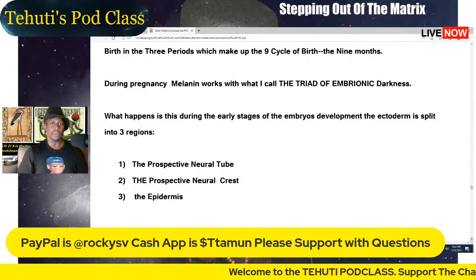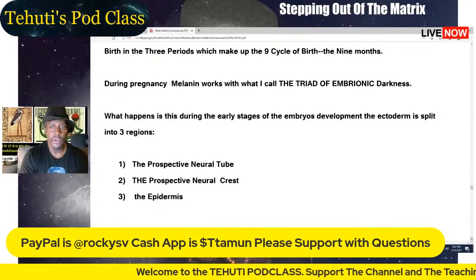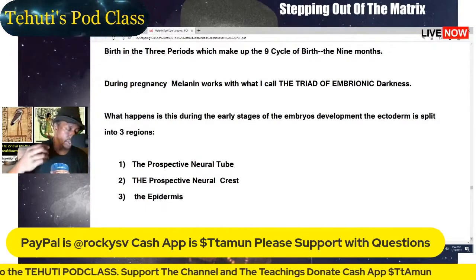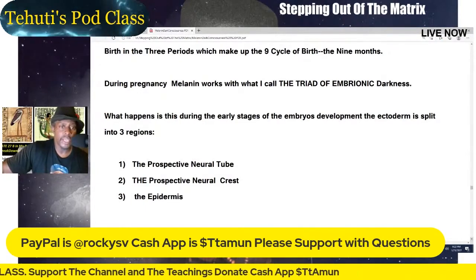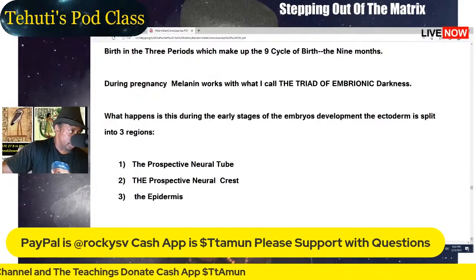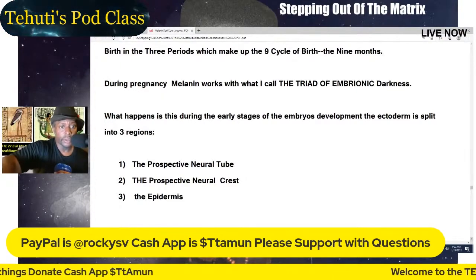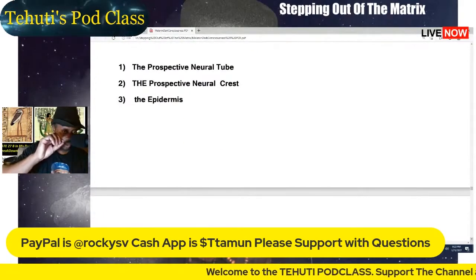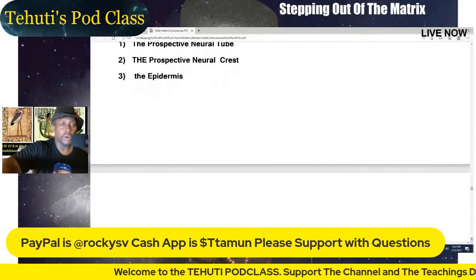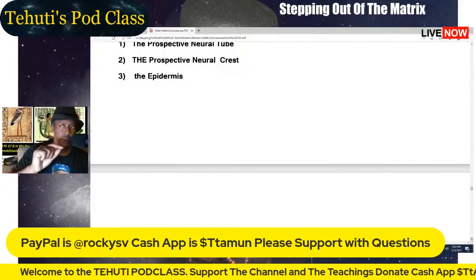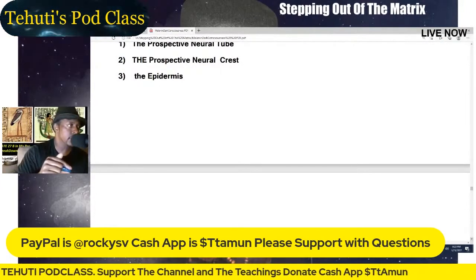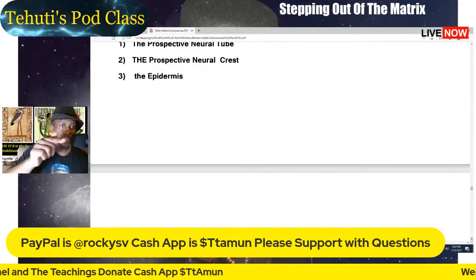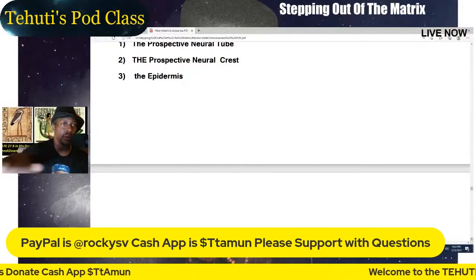And during the embryo's development, the ectoderm splits into 3 regions, and these 3 regions work with melanin to actually create the body itself. So can melanin heal the body? Melanin is actually what creates the body in a healed state. And once the body goes back to zero point field energy of its created state, the frequency takes it back to a healed state, because your body was healed and perfect before the damage was done.